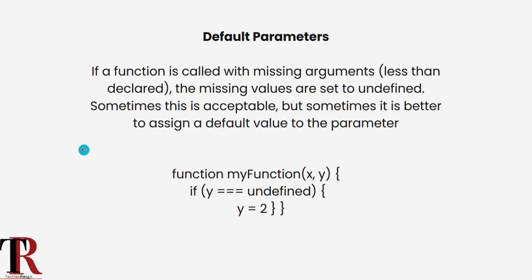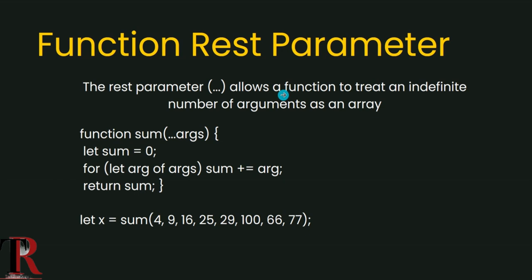And quickly before we go, let's take a look at something else called the rest parameter. The rest parameter allows a function to treat an indefinite number of arguments as an array. Sometimes you want to take user input and you are not sure of the exact number or the exact length of the parameters you might need to take in. You can use this rest parameter to receive the arguments no matter how many there are. So look at an example here.